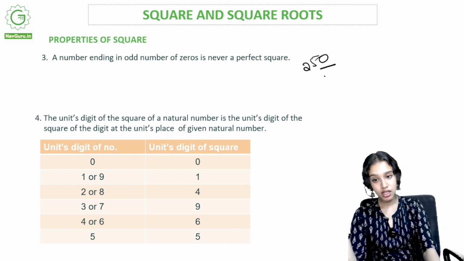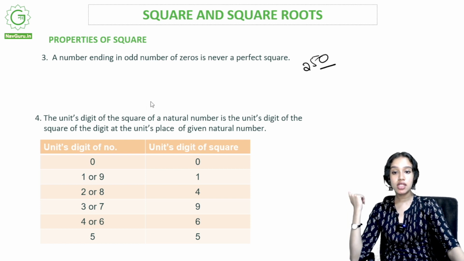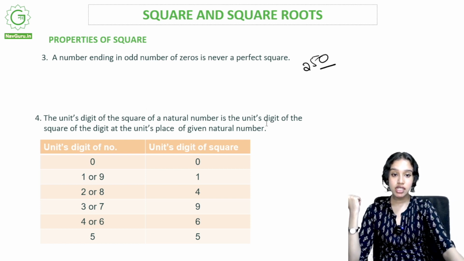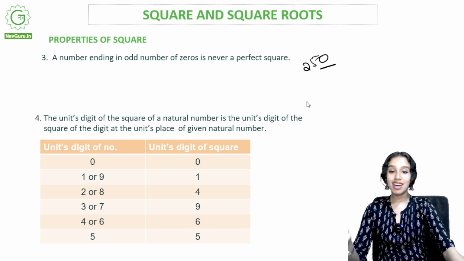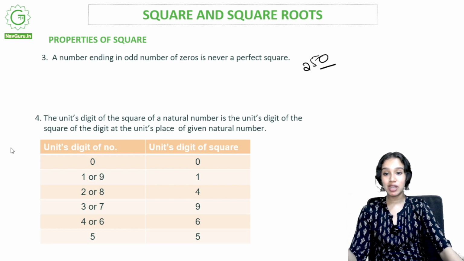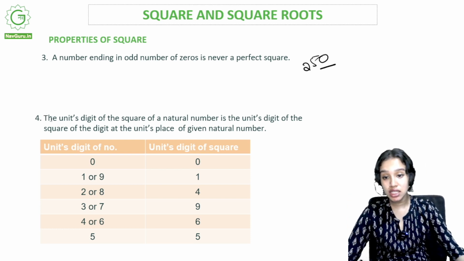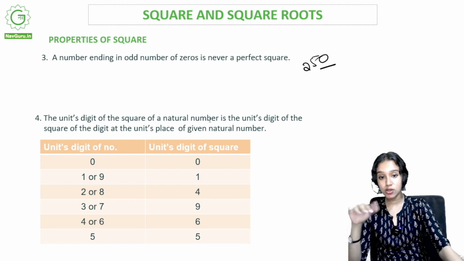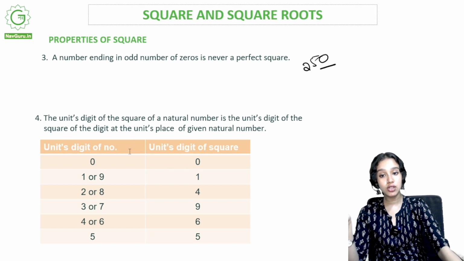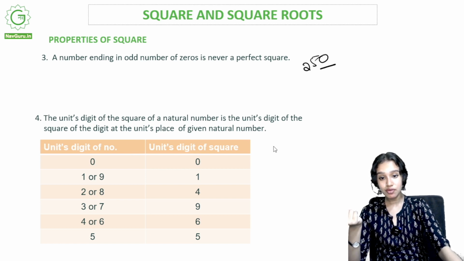Now, the units digit of the square of a number is the units digit of the square of the digit at the units place of the given natural number. Now, this seems like a lot. It seems like a mouthful to say. But again, read it carefully. The units digit of the square of a natural number is the units digit of the square of the digit at the units place of the given natural number.